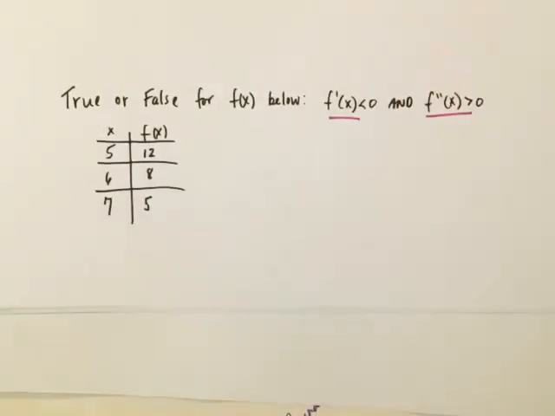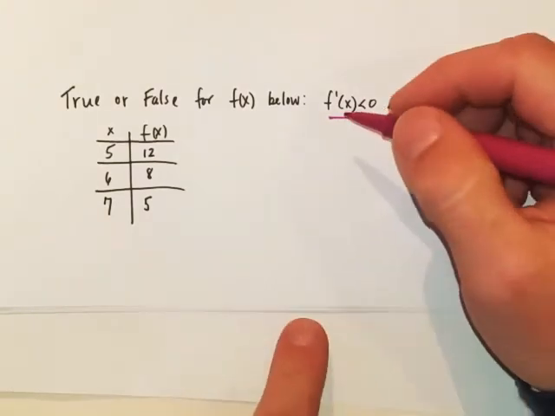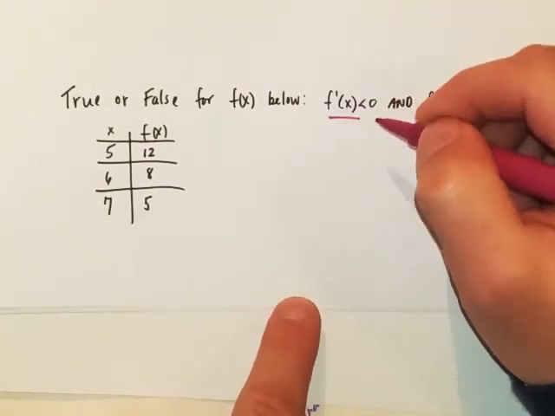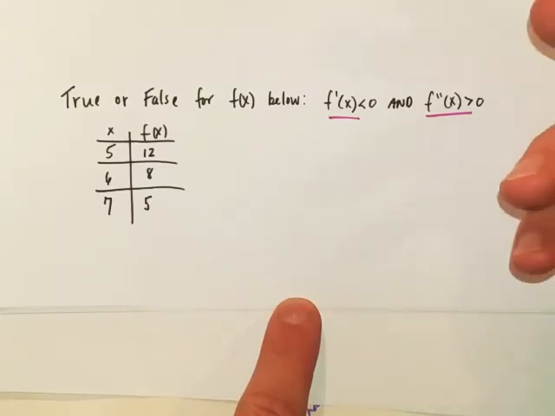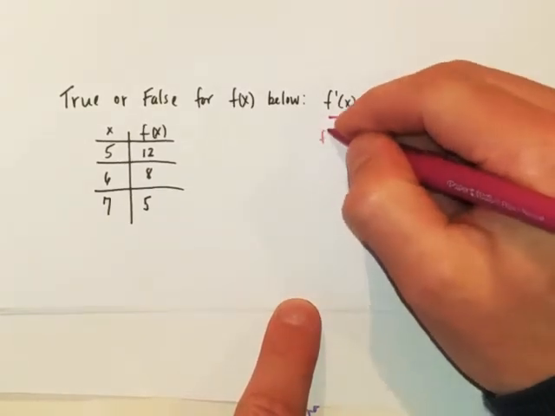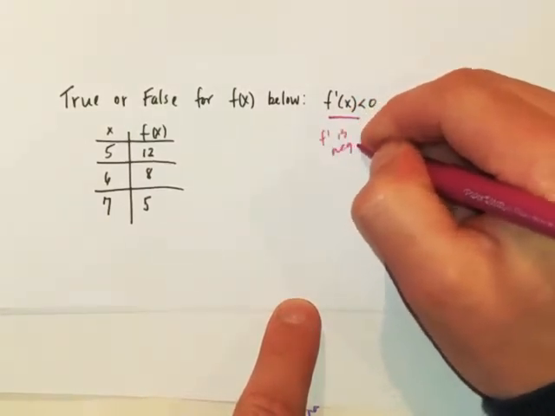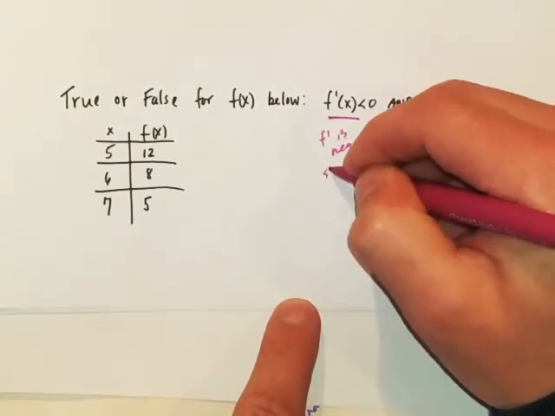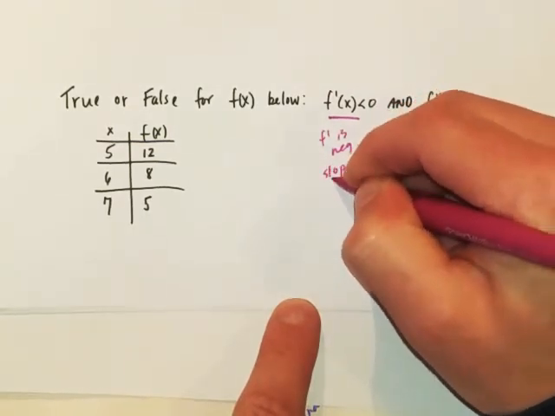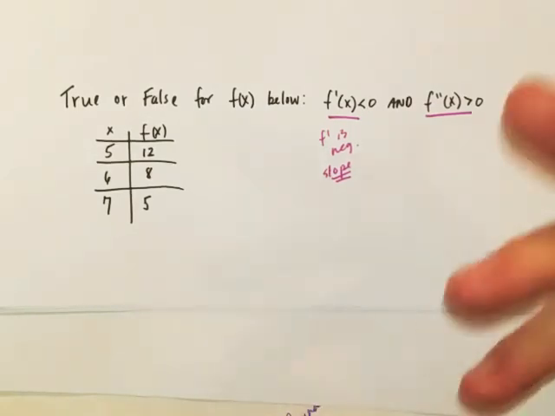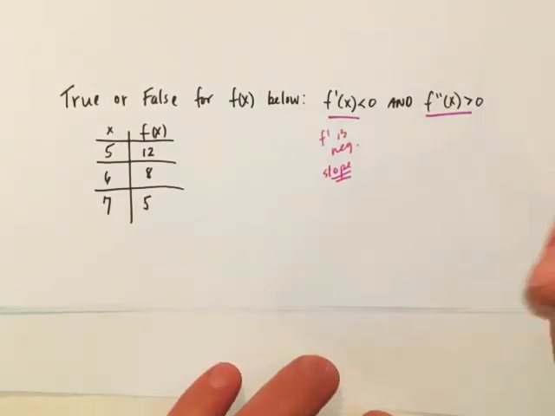F prime of x is less than 0. Okay, that means our first difference, that means our slope has to be less than 0 and has to be negative. All right, so we're looking for where f prime is negative, and remember, that's our first difference. That's our slope. So let's just go over and figure out if that's true first.